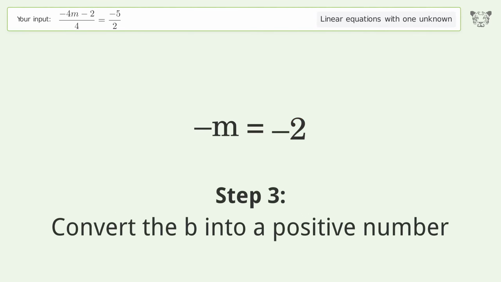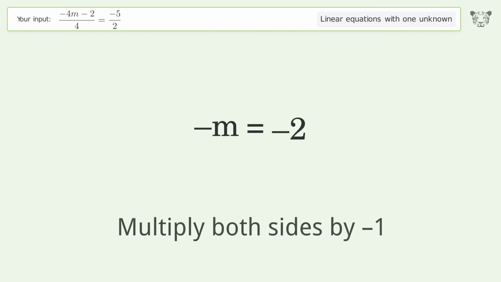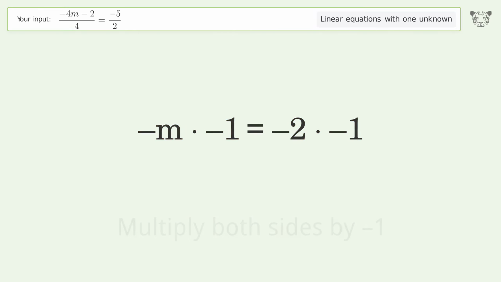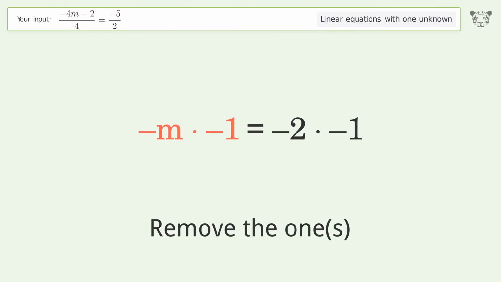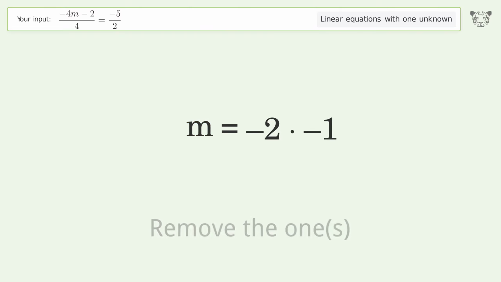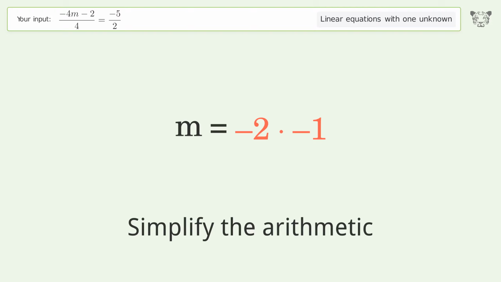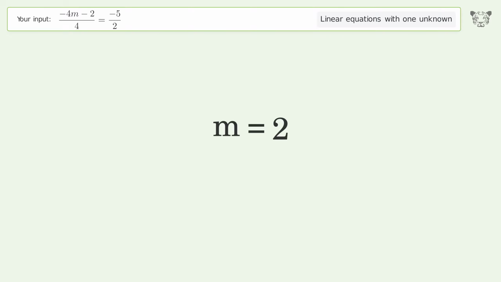Convert the b into a positive number. Multiply both sides by -1. Remove the ones. Simplify the arithmetic. And so the final result is m equals 2.